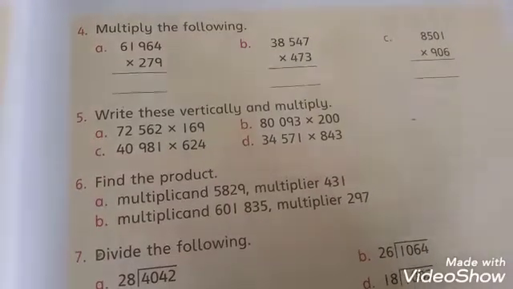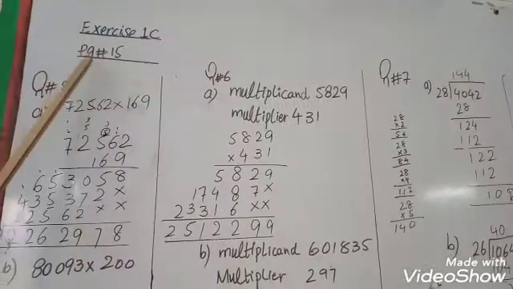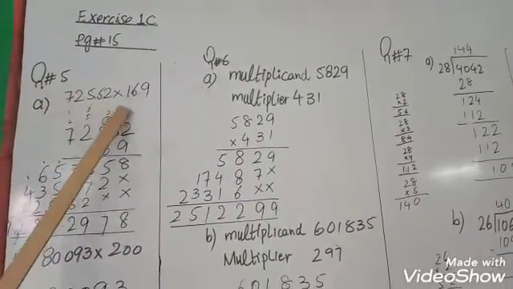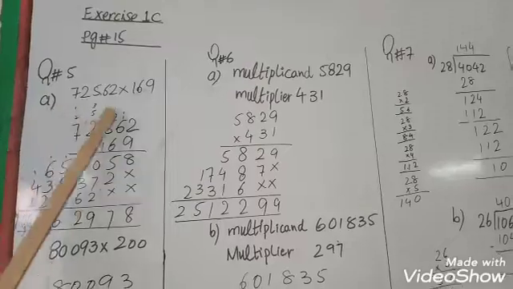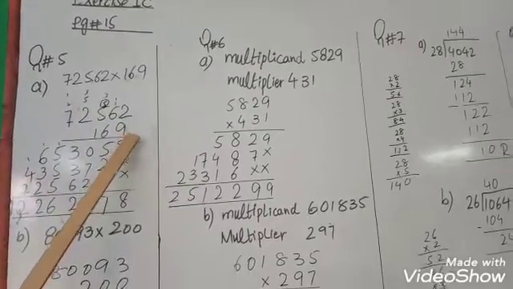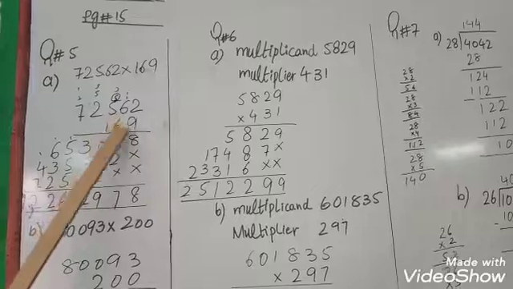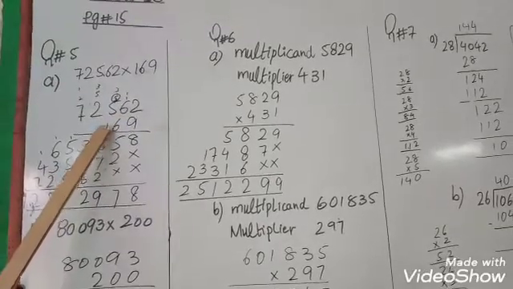Next questions we will solve on the whiteboard. Exercise 1C, page number 15, question number 5. Write in vertical form, then multiply. We multiply these two numbers. First we multiply this number with all of these numbers, then the second and then the third.